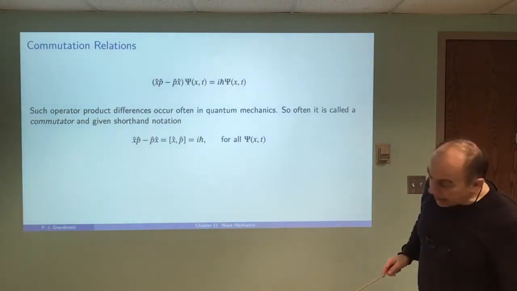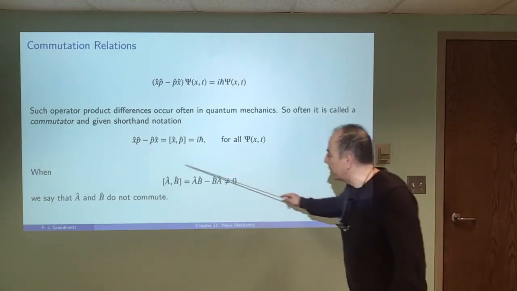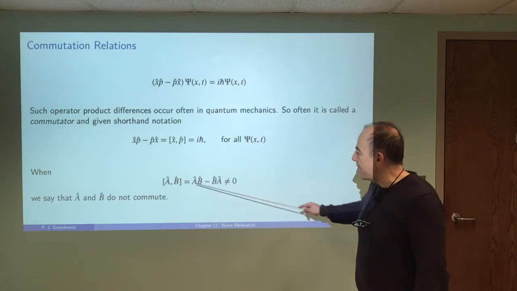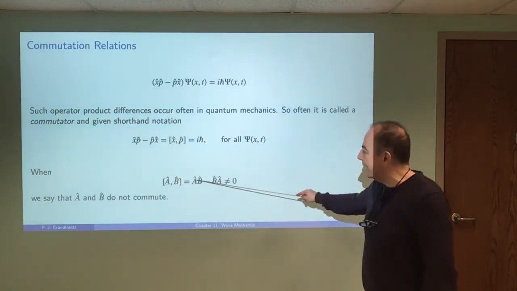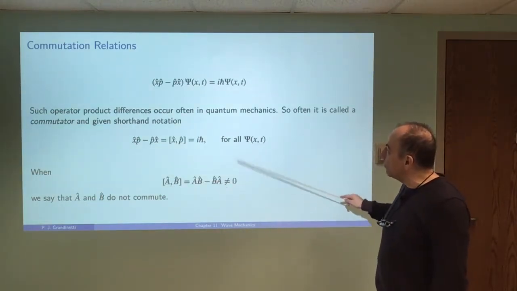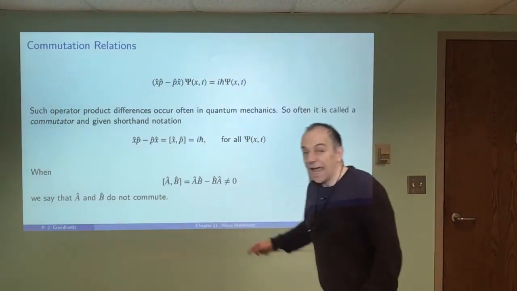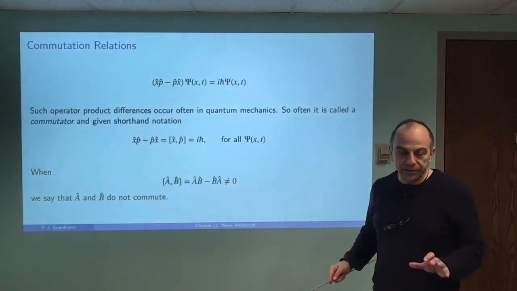Okay? Now, generally speaking, we're going to be looking at lots of operators, and when we have two operators that we write down in this notation, meaning AB minus BA, if the result of that applied to the wave function doesn't give you 0, then we say that A and B do not commute. Okay?